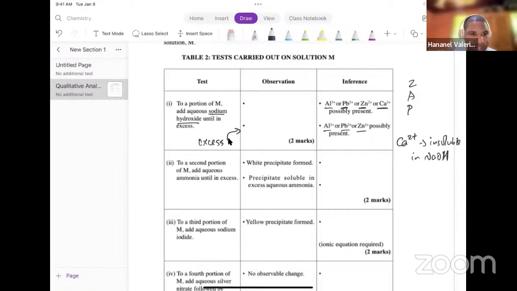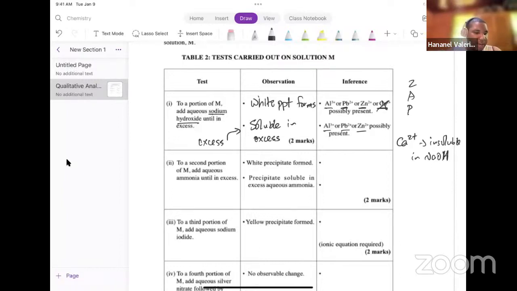Therefore, for our first test, we will see that a white precipitate forms, and we see that it is soluble in excess. Okay? So mainly based on the information we have, a white precipitate forms and it is soluble in excess. So that is how we eliminate calcium from this set of questions that we have.